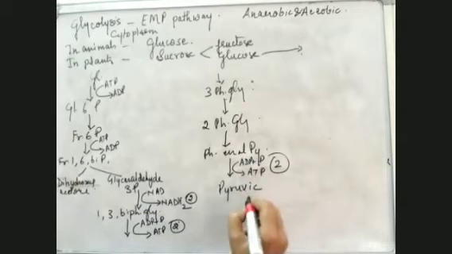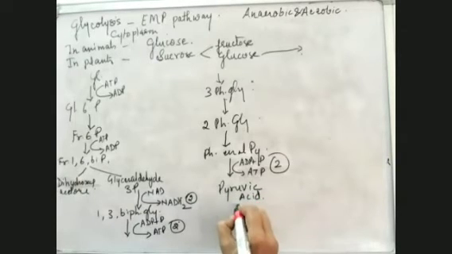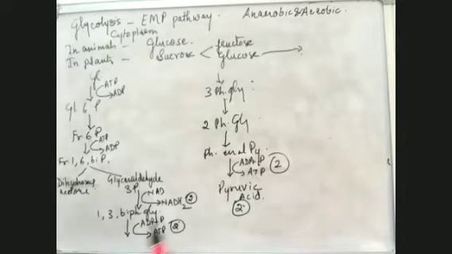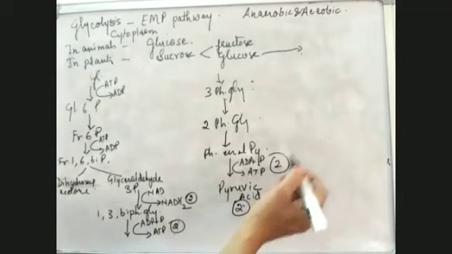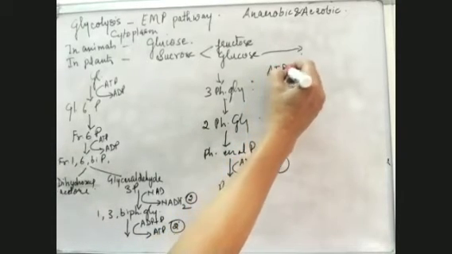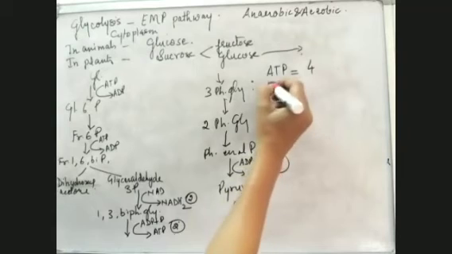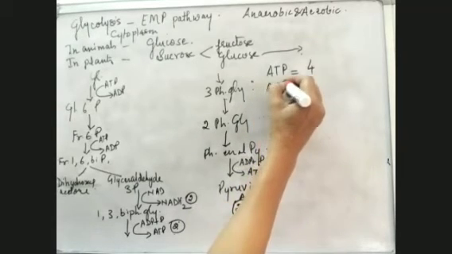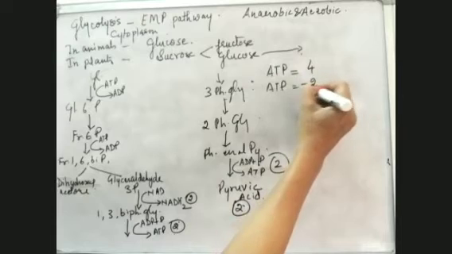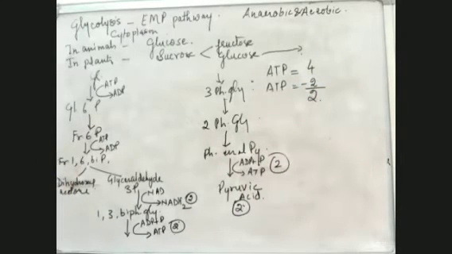Pyruvic acid is a 3 carbon compound, and 2 molecules of these are formed. That means how many carbons do we have? It's a 3 carbon compound, so 2 are formed. That means 6 carbons, and we will have to utilize the 6 carbons in the Krebs cycle and oxidative decarboxylation. Now here, if we see the ATPs formed, 2 ATPs are formed here, 2 ATPs are formed here, so 4 ATPs formed. ATPs utilized are 2, so minus 2. So we get 2 net ATPs here.